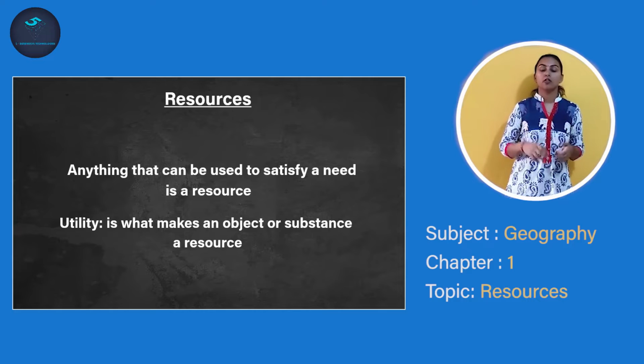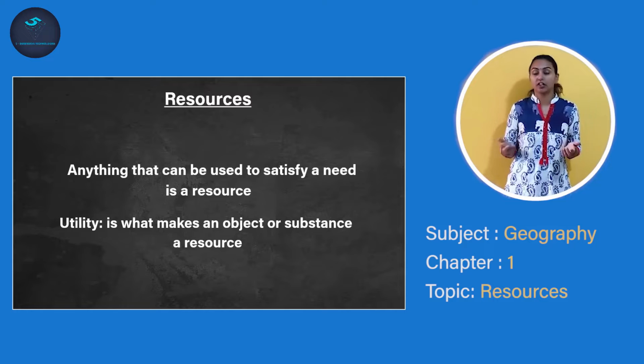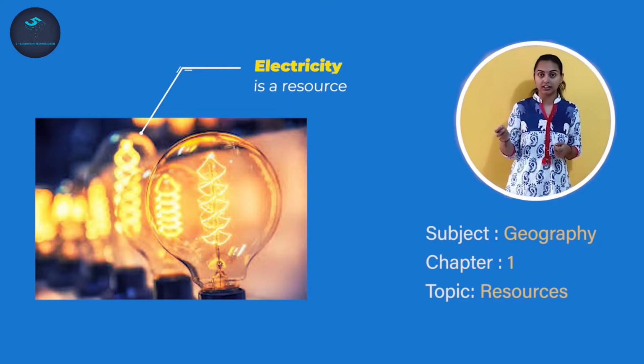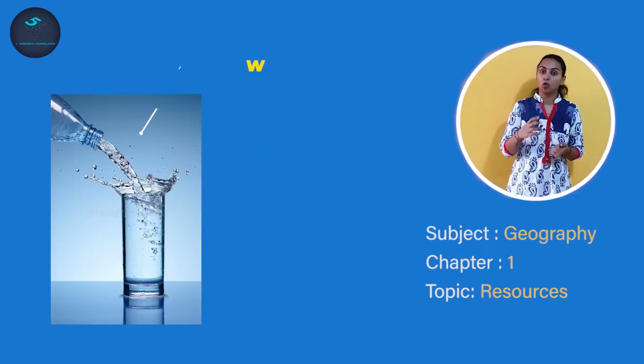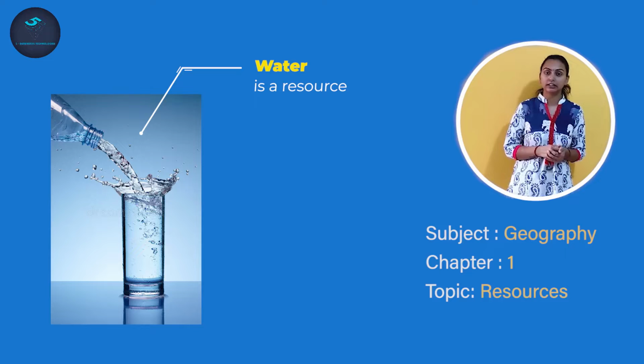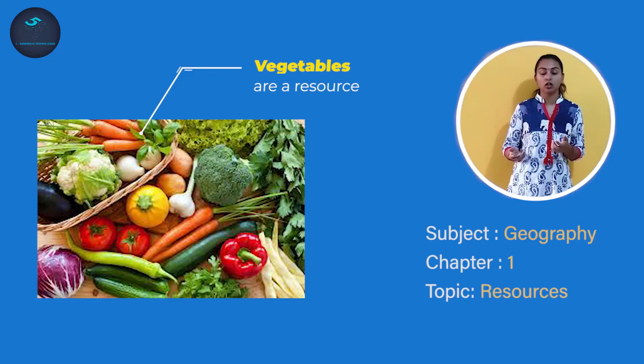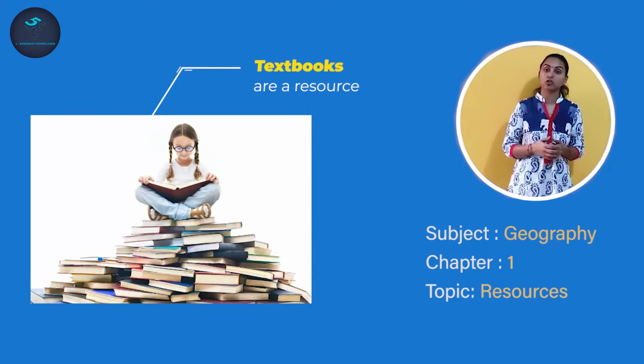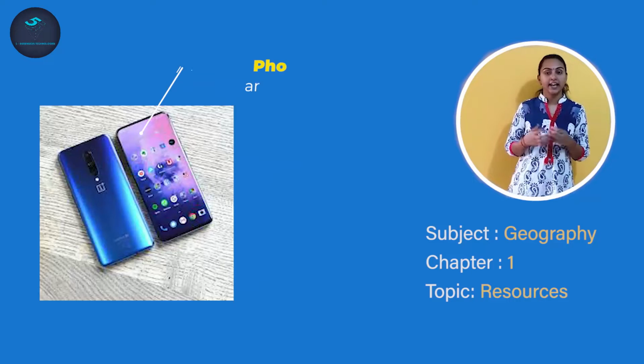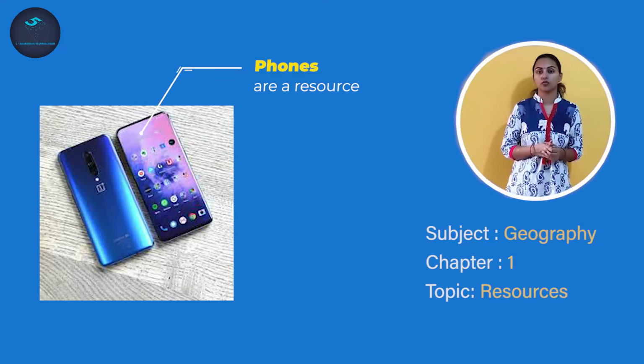For example, when you look around, there are a lot of things which are a resource for you. In fact, each and every thing is a resource for you. The electricity that you use in your houses is a resource for you. The water you drink when you are thirsty is again a resource for you. The vegetables that you cook are a resource for you. The textbooks you read, the phones you use, everything is a resource for you.